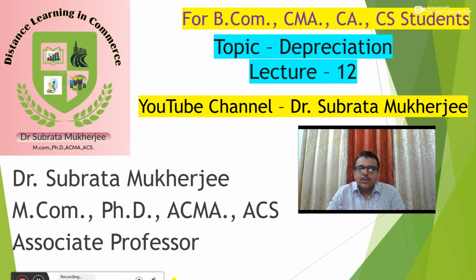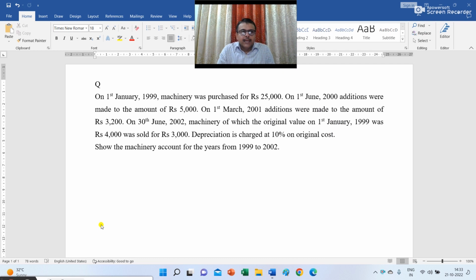I would like to request the students to note the problem with solution in your notebook. On 1st January 1999, machinery was purchased for rupees 25,000. On 1st June 2000, additions were made to the amount of rupees 5,000. On 1st March 2001, additions were made to the amount of rupees 3,200. On 30th June 2002, machinery of which the original value on 1st January 1999 was rupees 4,000 was sold for rupees 3,000. Depreciation is charged at 10% on original cost.